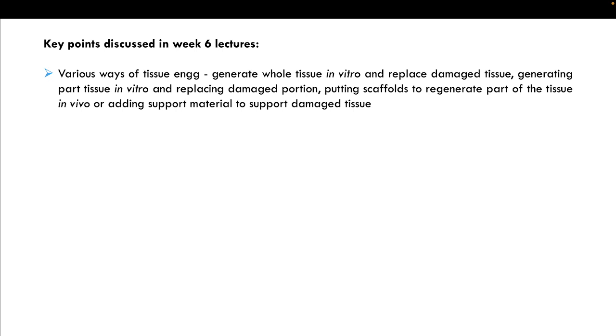So it could be to generate a whole tissue in vitro and then replace it in the body, or you can regenerate a part of tissue that is damaged in vitro, like outside the body. In vitro means outside the body in the lab, and then replace the damaged portion. Or you can put scaffolds to regenerate that part of the tissue in vivo, or it could be something known as adding support material to enhance the function of any damaged tissue. For example, you have bone implants in case there is a fracture. So this was about tissue engineering.